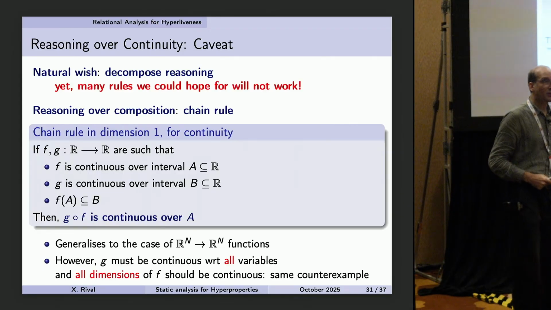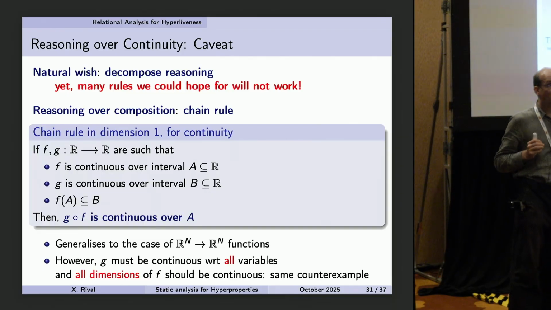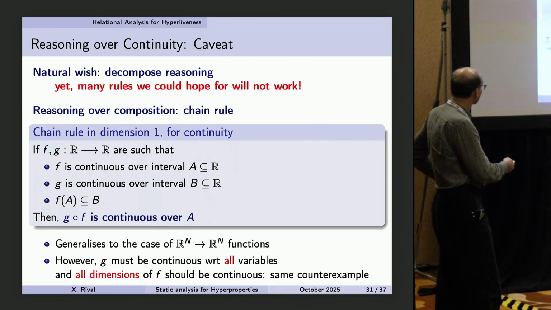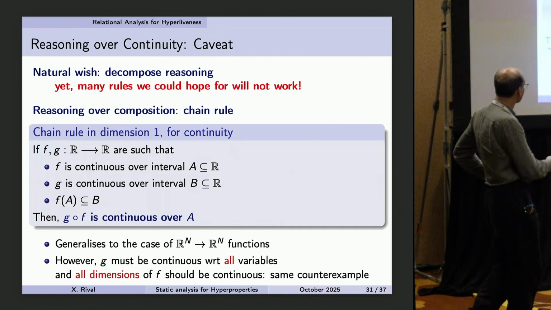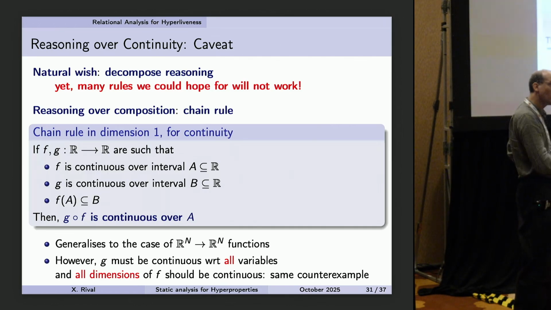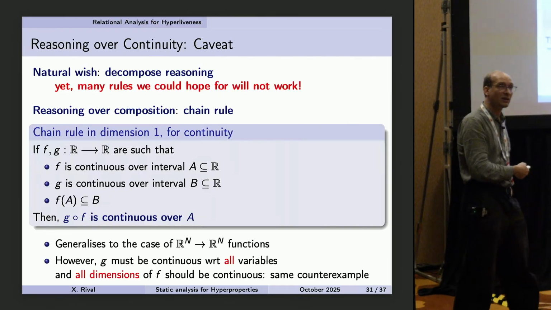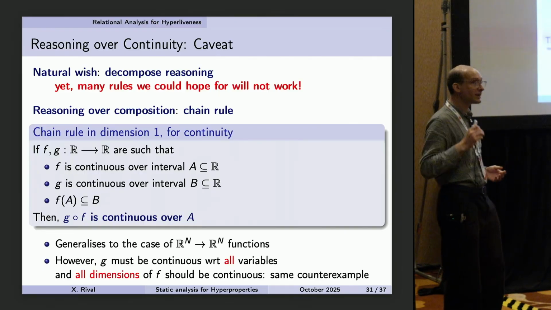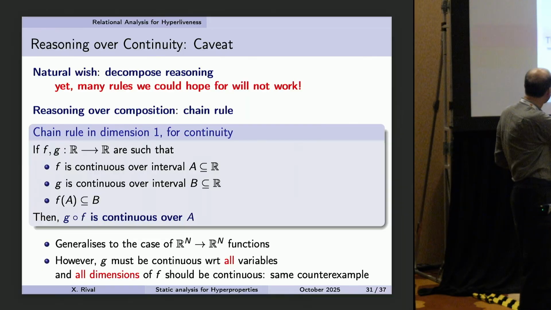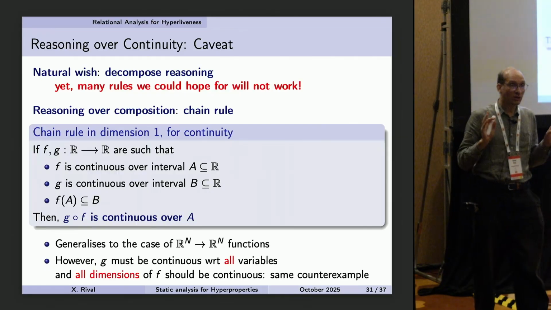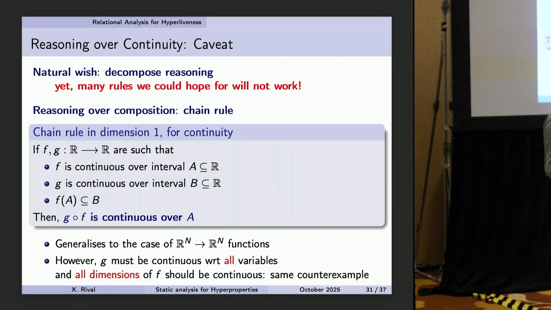If we want to extend this to functions over n dimensions, well, essentially this does not work so well anymore because we have to have continuity with respect to all variables. There is no way we can just prove continuity with respect to a subset of variables in between, and then compose this nicely. It's not going to work. So again, that's another issue that makes reasoning over this property pretty difficult.